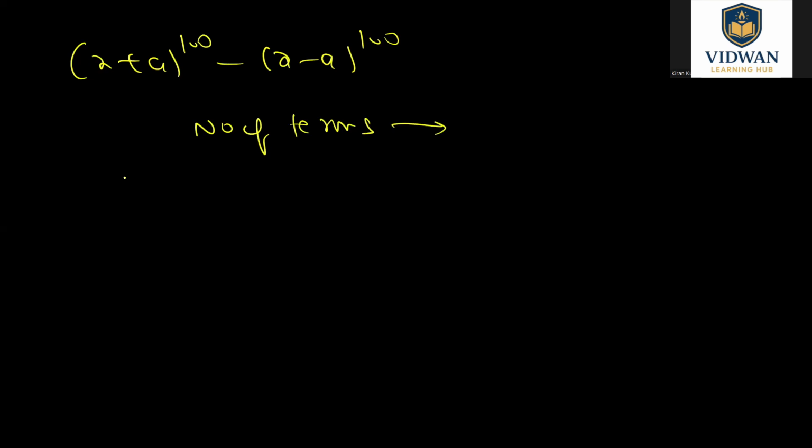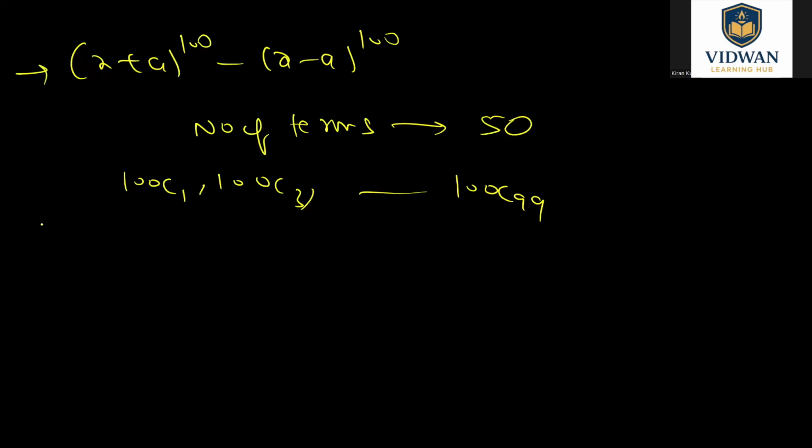What if there is a minus sign? Then what is the number of terms? What kind of terms will be there? 100C1 would be there, 100C3 would be there, up to 100C99. So how many are there? 1, 3, 5 up to 99. From 1 to 100, you have 50 odd and 50 even numbers. All odd numbers you listed out. So obviously 50 terms.